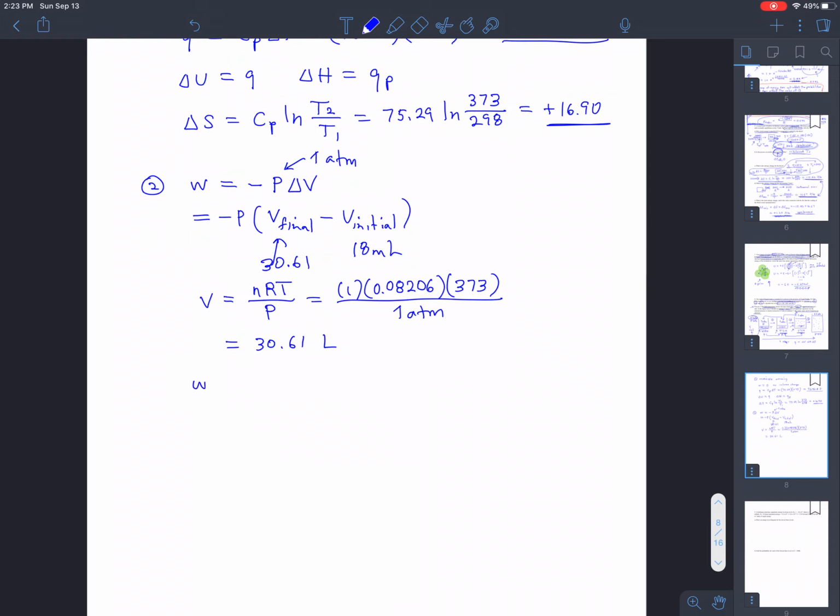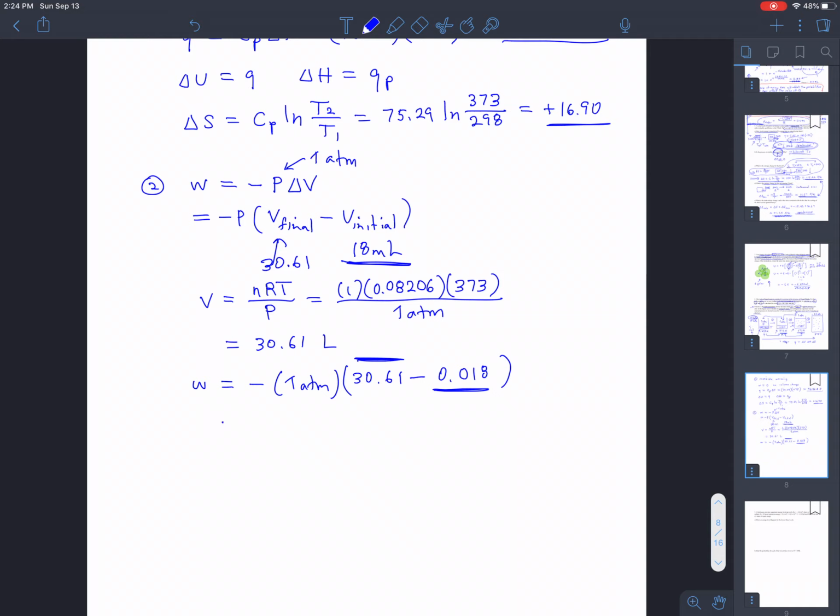And that means the work will be equal to minus the pressure, which is 1 atmosphere. I'm going to work in atmospheres and liters here because that's going to be convenient, times 30.61 minus, we've got to convert this to liters, so that's 0.018 liters. And you can see, right, this is essentially negligible. The volume of the water is always essentially negligible compared to the volume of a gas when you're doing some kind of vaporization process, because the liquid is just so condensed compared to the gas.